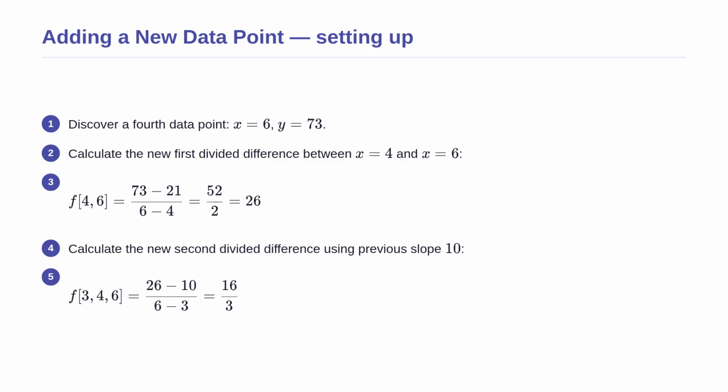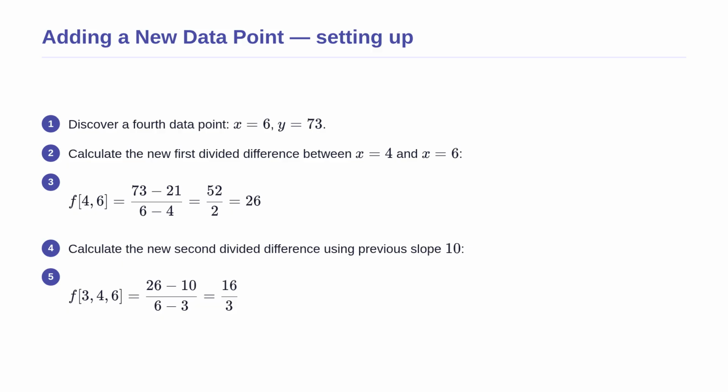Let us see this incredible efficiency in action. Suppose we discover a fourth data point for our previous problem. At x equals 6, the value is 73. We want to update our polynomial. First, we find the new first divided difference between our last known point at x equals 4 and this new point. Subtracting the values gives us 26.